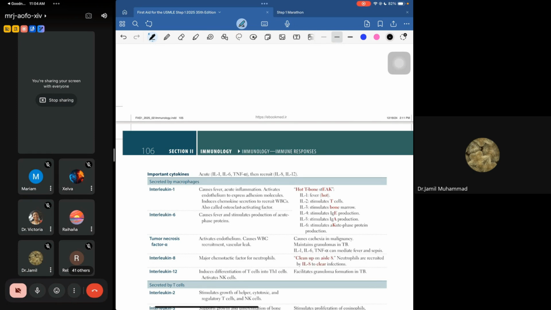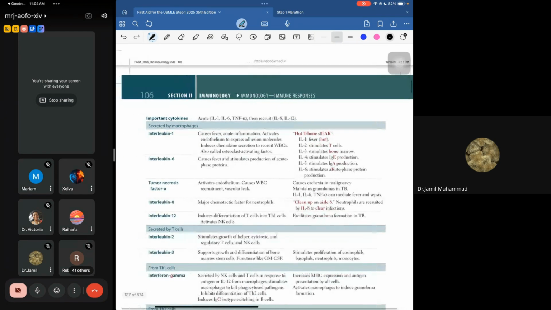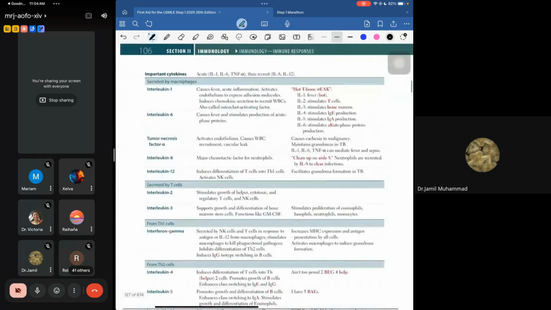So let me tell you one thing. If you have friends who are preparing for USMLE as well, go and ask them what cytokines are. They're not going to know anything. They're just going to know about this space. The most important thing is what a cytokine is: signaling proteins. So basically, they are proteins, and they are secreted by immune cells.